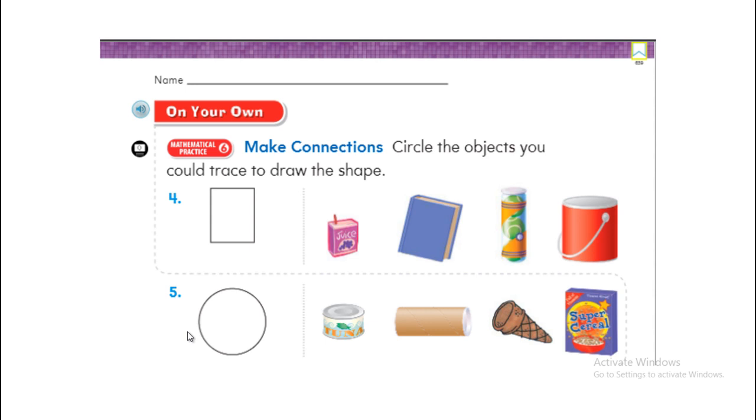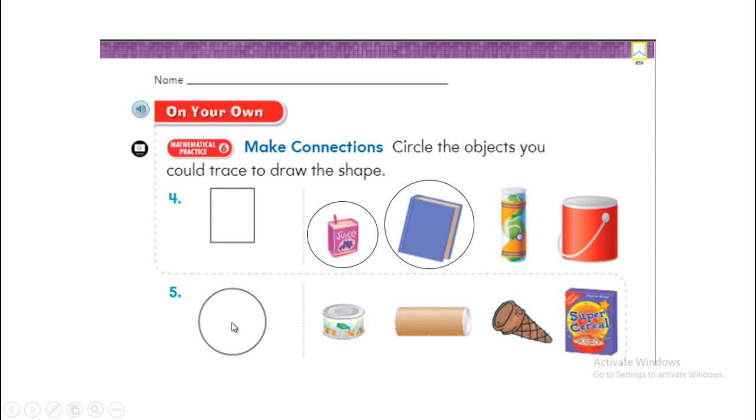Make connection. Circle the objects you could trace to draw this shape. What object from here can I use to trace and to draw a rectangle? I can use my juice box. Why can I use my juice box? Because it looks like a rectangular prism. And a rectangular prism has a rectangle face. So I can trace the juice box to get a rectangle. I can also trace my book. Can I trace this cylinder? Can I trace this bucket? No, because these will give me a circle.